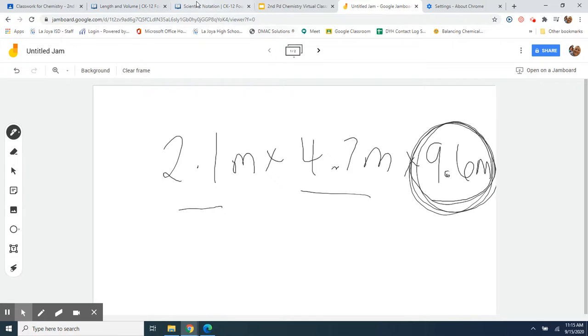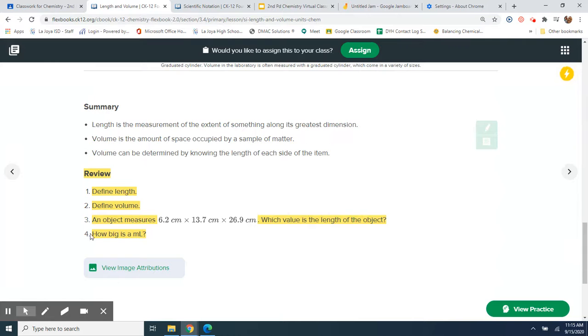And that's going to help you with one of the questions. And then everything else is in the reading. All right? Good luck, and please turn this in as soon as you're done.